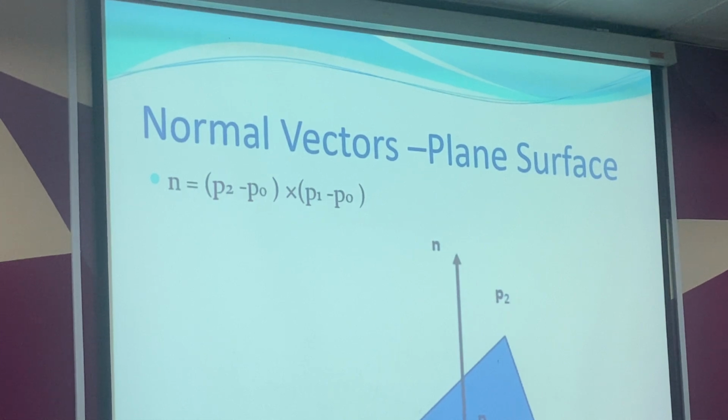Normal. You see this surface is a triangle here. You have your 3 points here, point 0, point 1, and point 2. For this triangle, you draw one vector up, at 90 degrees. This is your n, your normal. So how do we get this normal? This is the formula. Your normal will equal your P2 minus P0 times your P1 minus P0. Then you get this normal n, a normal from a flat surface.